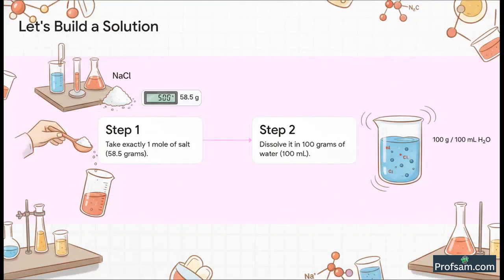Right. First, let's imagine we are in the chemistry lab. We take exactly 1 mole of salt, which you know is 58.5 grams of sodium chloride. Then, we dissolve the salt in 100 grams of water, which has a volume of 100 milliliters.